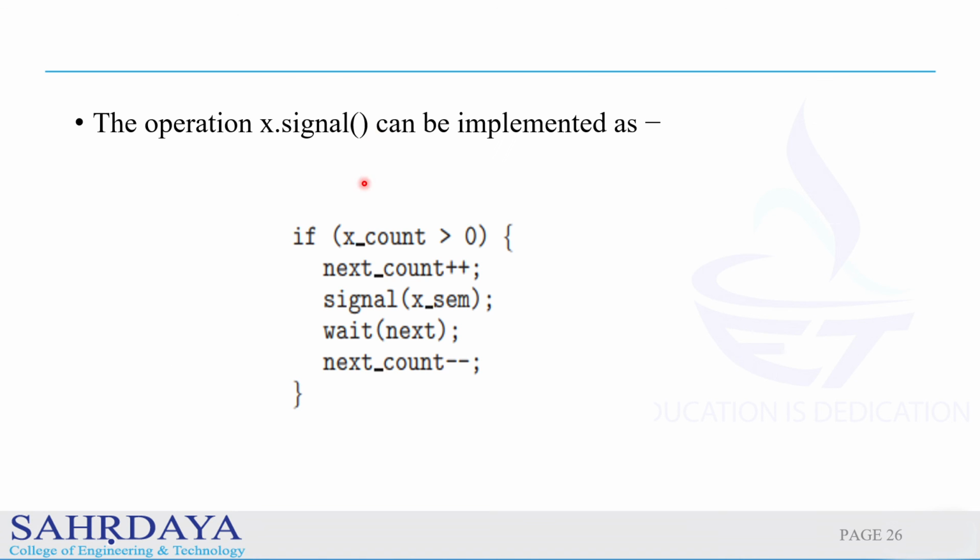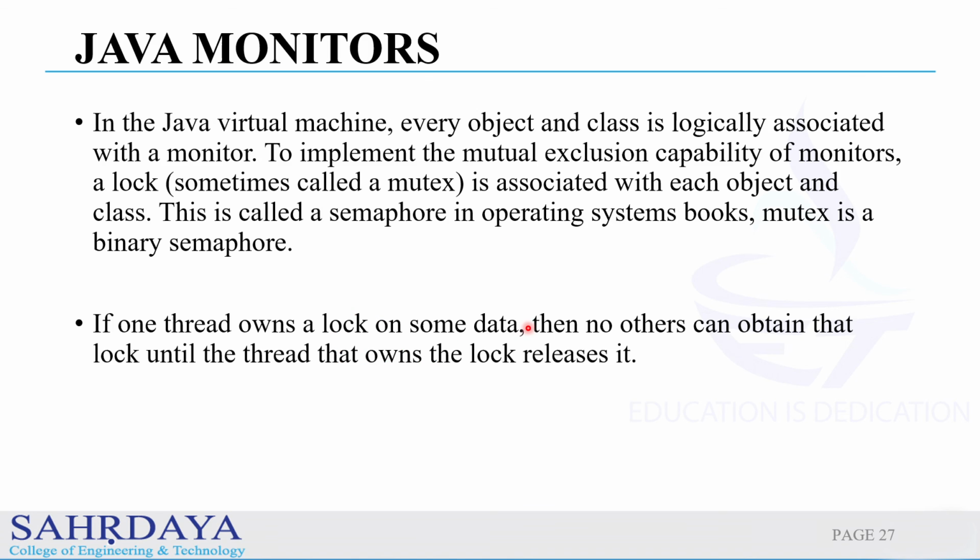The operation x.signal can be implemented as: if x_count is greater than 0, next_count++, signal(x_sem), wait(next), next_count--. So if the count is greater than 0, then next_count is incremented, signal(x_sem) is executed, then wait(next) is executed, then next_count is decremented.